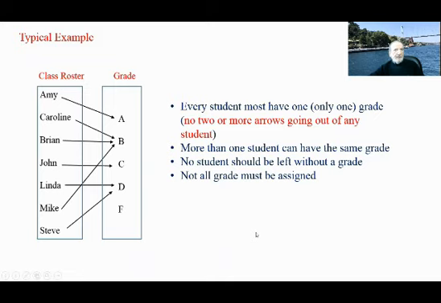Here's a typical example of a function. You have a set, a class roster of students, and here are their grades. You see every student must have one and only one grade. Can more than one student have the same grade? Yes, why not? Like in this situation here, Mike and Caroline and Brian all got B.